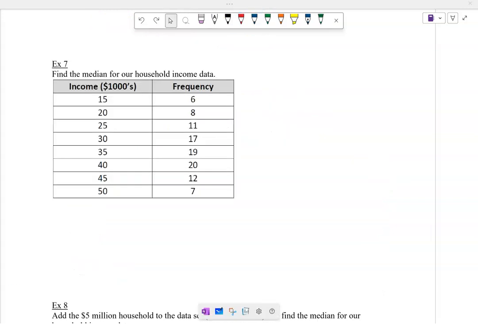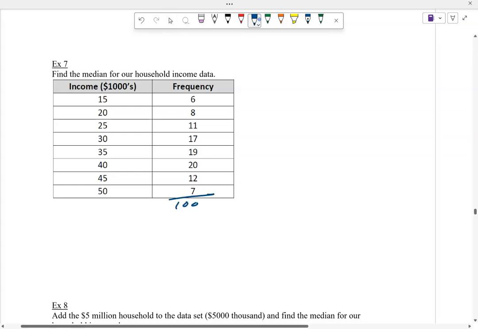Example 7 here, notice I have a frequency table. So I got 6 of these 15s. I got 8 of these 20s. Remember, this is our household income. There's 100 of these households. I don't really want to write out 100 of these. That would be horrible.